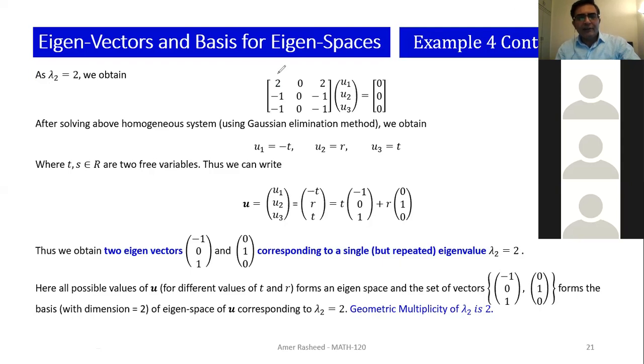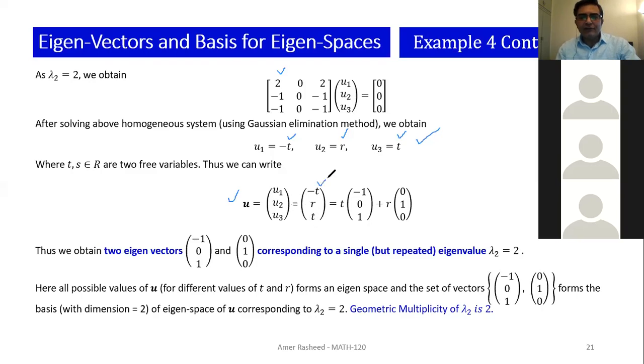Then inserting the value of lambda in that homogeneous linear system, and after solving it, we get this set of equations. Now you can see that in this solution we have two independent variables, two free variables. u1 is equal to minus t, u2 is equal to r, and u3 is equal to t. So there are two free variables. Now when we try to write u in this form, u1 is minus t, u2 is r, and u3 is t. Now we need to take these variables common outside this vector in order to find the eigenvector.